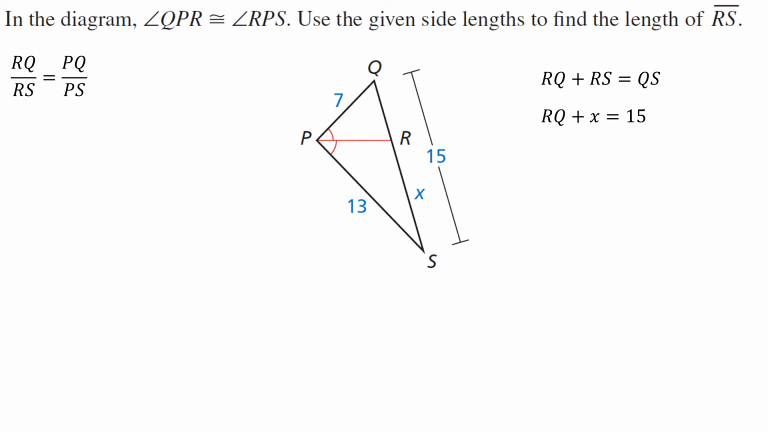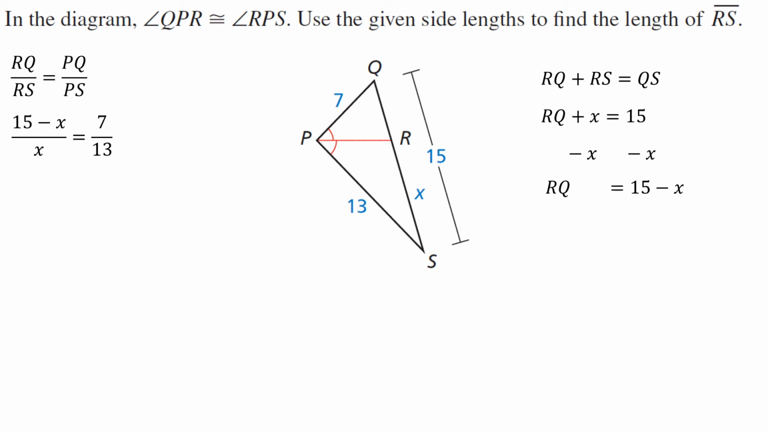Well, if RS is X and QS is 15, subtract X from each side, RQ has to be 15 minus X. Now I can substitute everything in to my equation. RQ is 15 minus X, RS, X, PQ, 7, PS, 13.